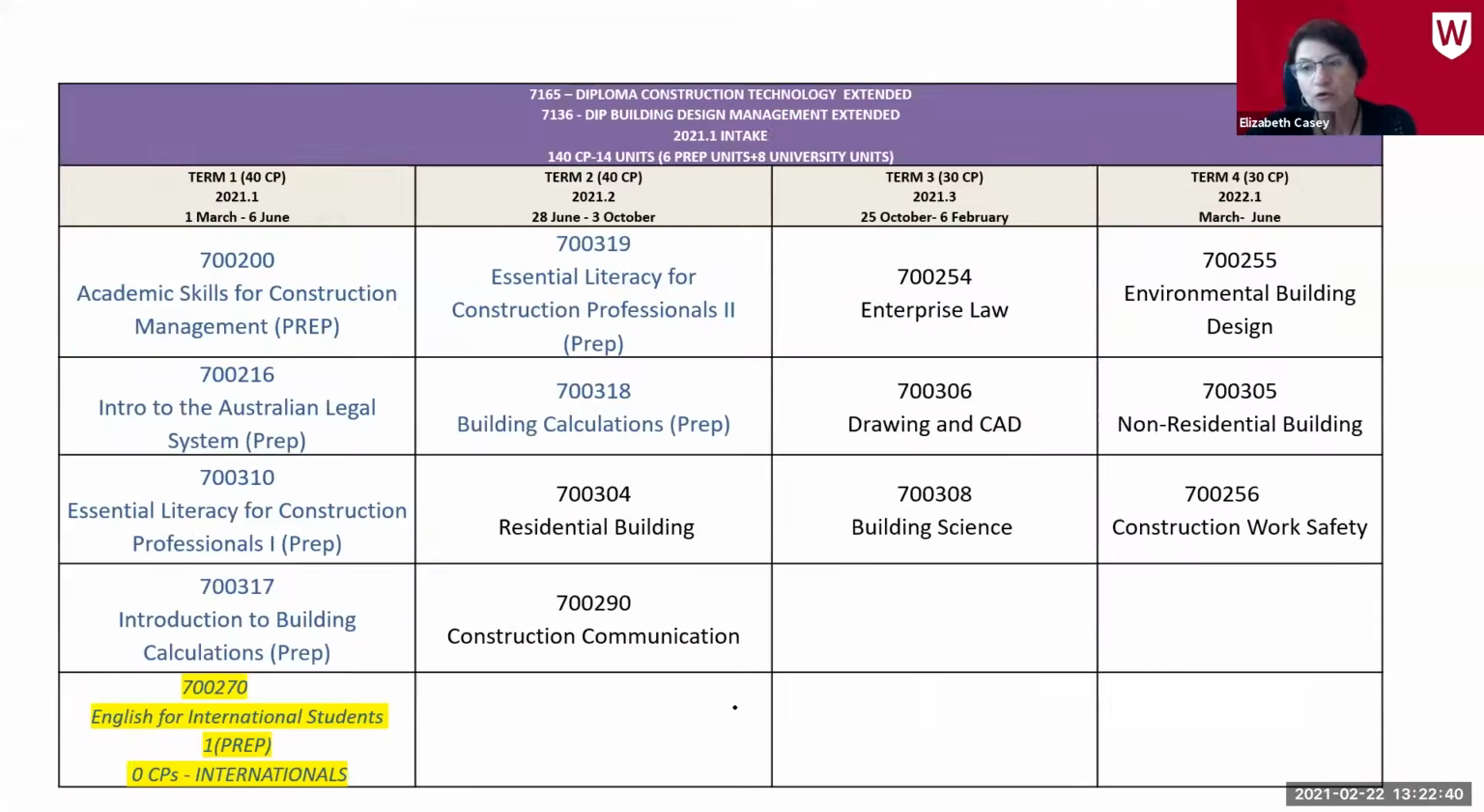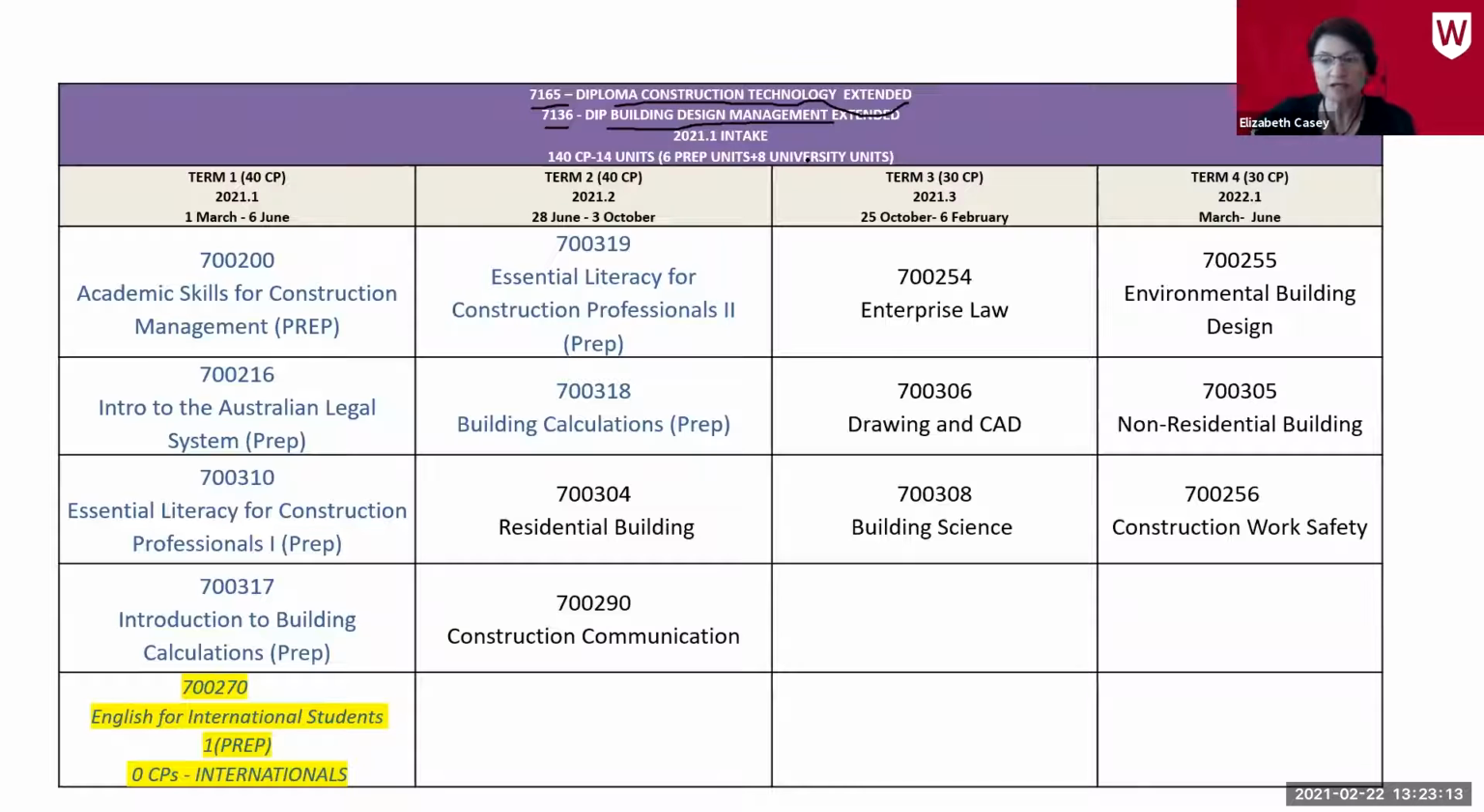Now, the other group of students we have with us today are the 4-term diploma. Okay, so you are either in course code 6165, Diploma Construction Technology Extended. So the extended basically means 4 terms. Okay. The other course that this applies to is 7136, Diploma Building Design Management.